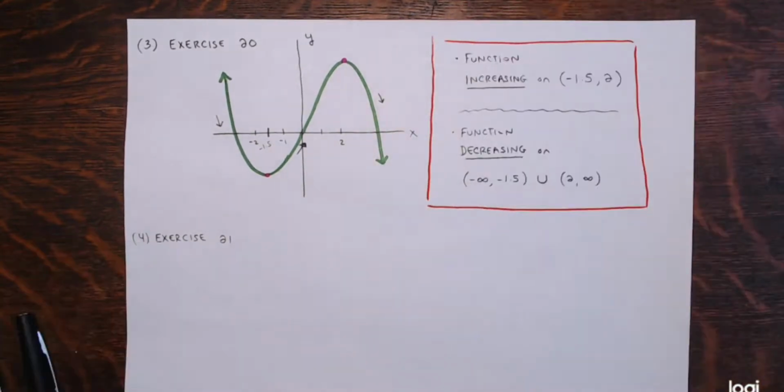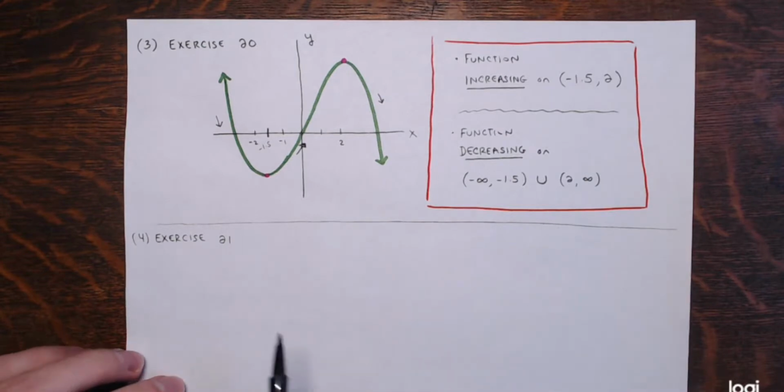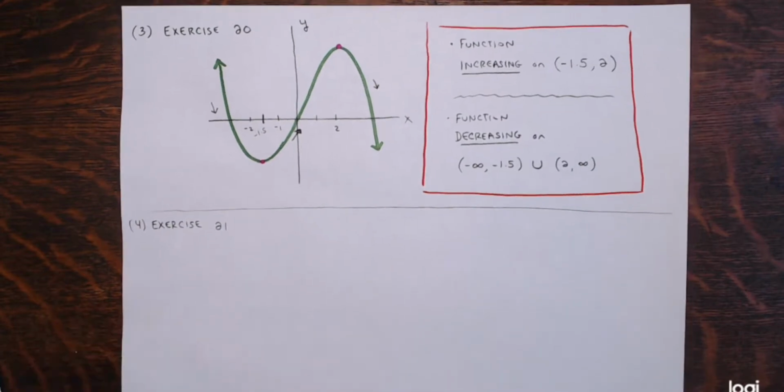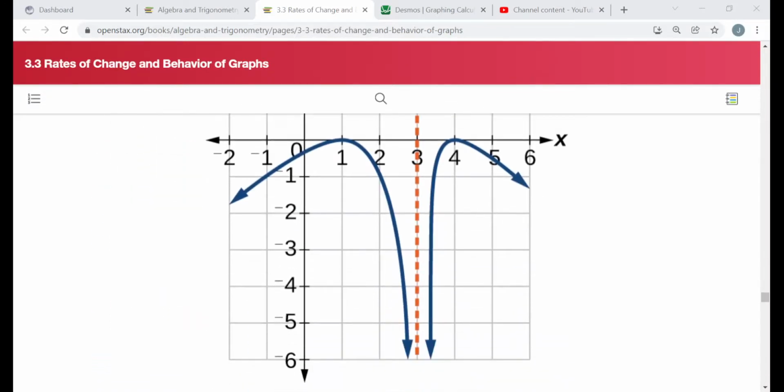Alright. Next example, exercise 21 in the same text. Looking at this graph here, see there's this dotted line at x equals 3. That means that it's not really there. So x equals 3 looks like what they call a vertical asymptote. The graph approaches that dotted line but doesn't actually touch it.